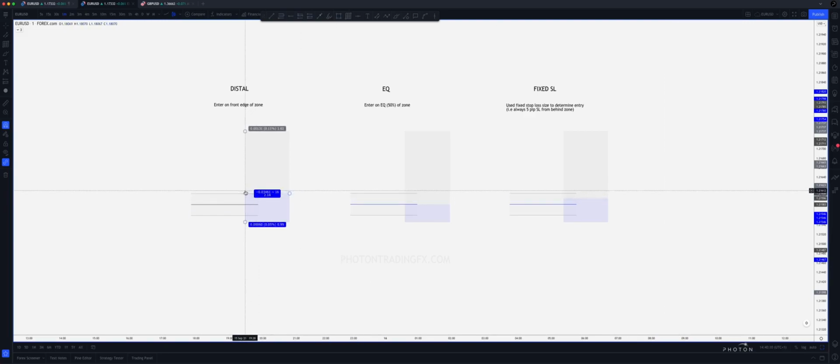So the main one being essentially always entering on the distal. The distal is just essentially the edge of the zone. It's the very front edge of the box. And that is where you can put your entry order.